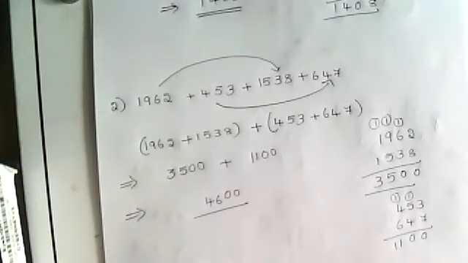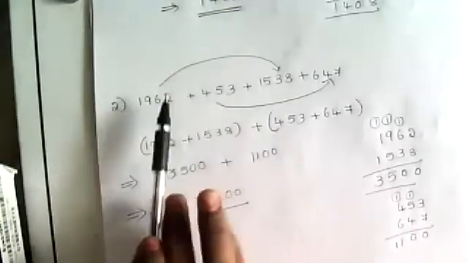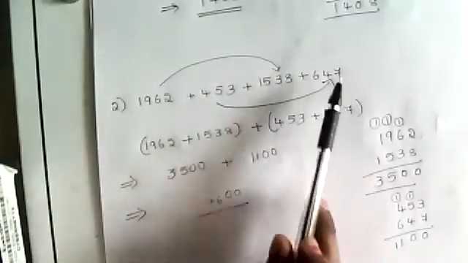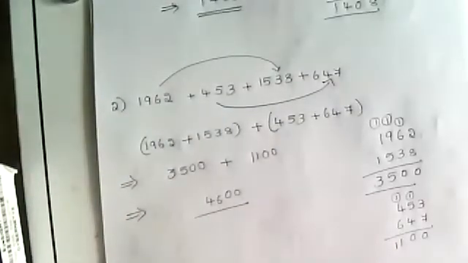You have to make a group of numbers. You have to learn to select the numbers for a group. Here I have chosen these two and these two. How? 8 plus 2 is 10 and here 7 plus 3 is 10. Using this method, we have to choose the numbers.